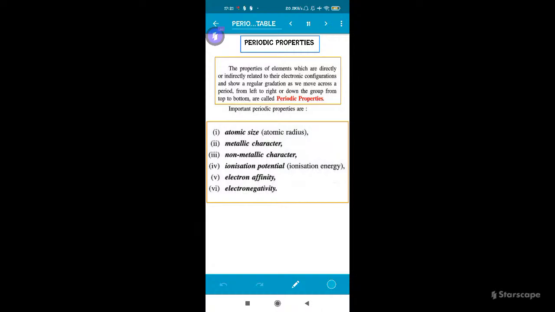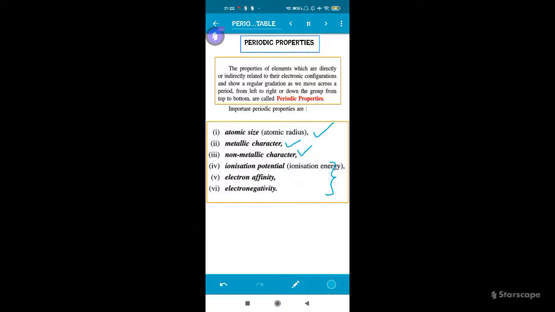So what are the periodic properties which we will learn in this chapter? First of all is the atomic size or the atomic radius, the size of the atom. That is a very important and the most essential periodic property which is helpful in understanding all the other periodic properties. Next is the metallic and the non-metallic character, very much interlinked and easy to remember also. And the last three are very, very essential. This will also help you to understand chapters in class 11 and 12. So you have to understand the last three quite well.